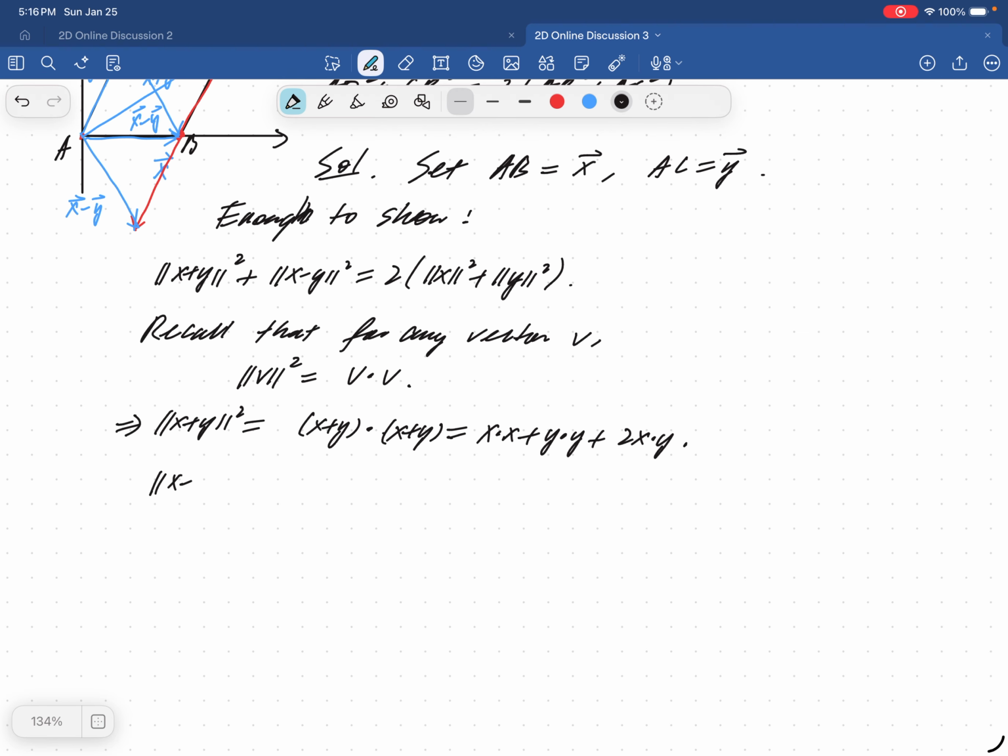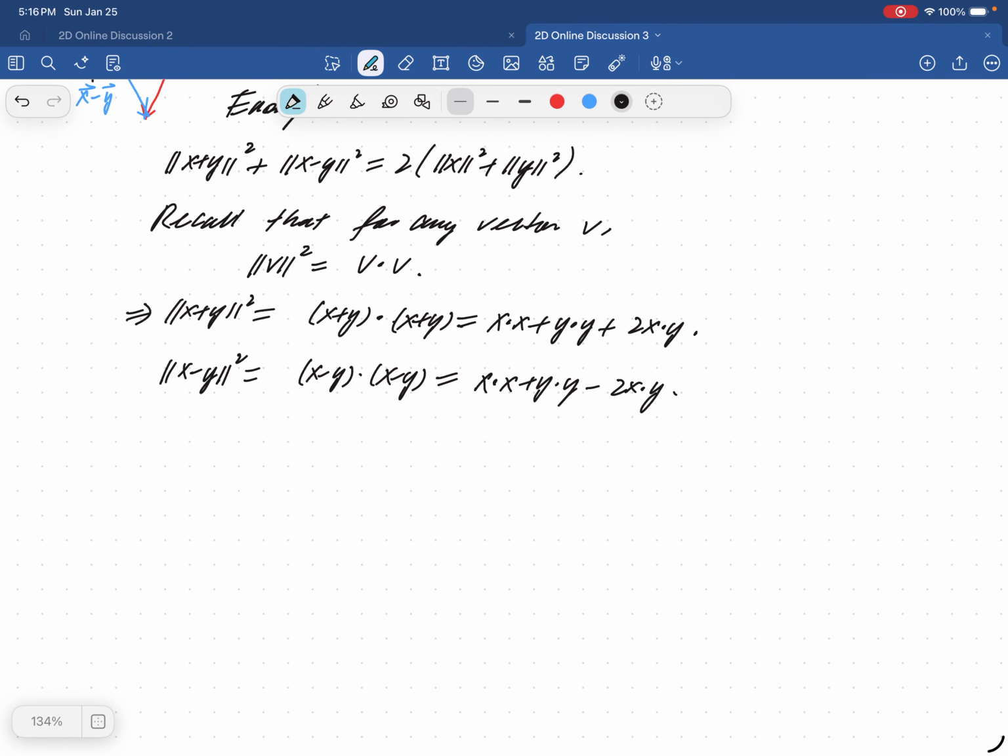Similarly, we can compute the length of x minus y squared. This is x minus y dot x minus y. This is equal to x dot x plus y dot y, but here we have a minus 2 x dot y.